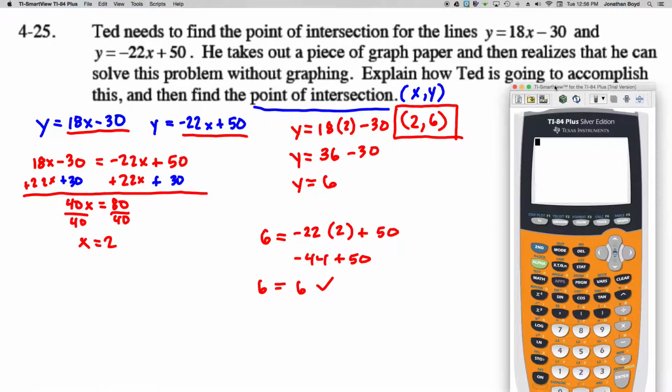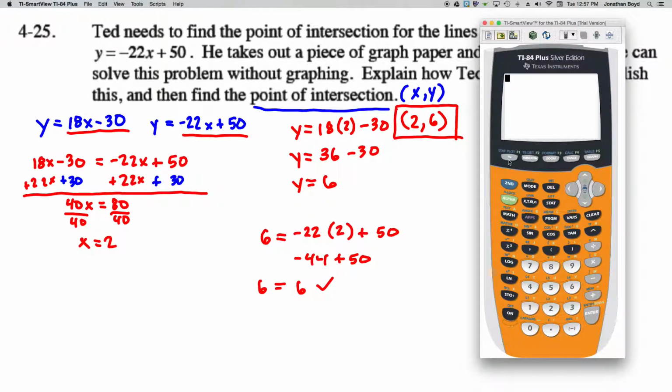And you can go ahead and stop watching now if you want. I'm just going to check it on my calculator real quick as well. I'm going to type in each of my functions, y equals 18x minus 30, and y equals negative 22x plus 50. I'm going to graph them. And I see there my intersection is going to be somewhere around there.